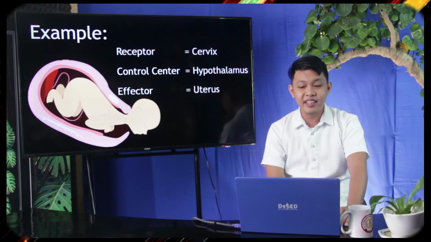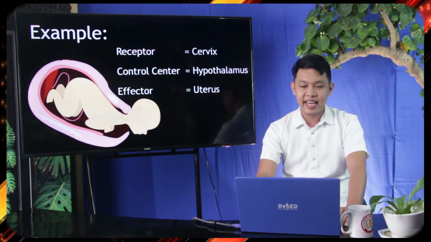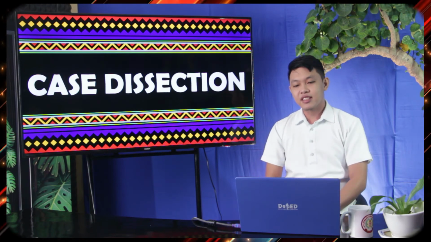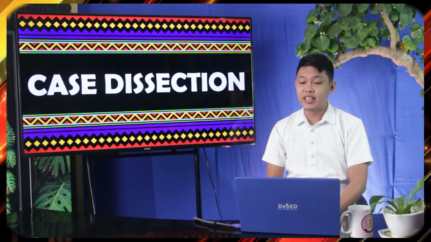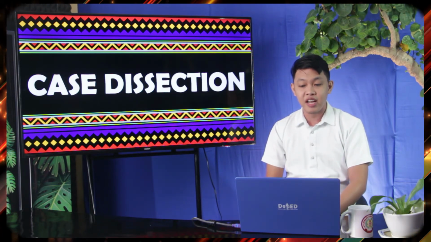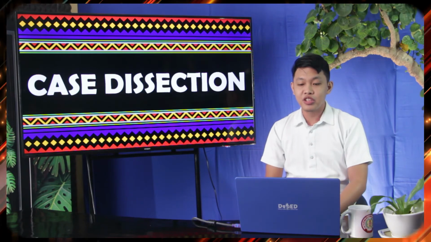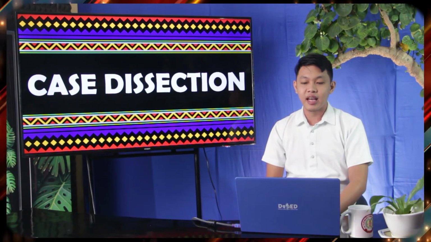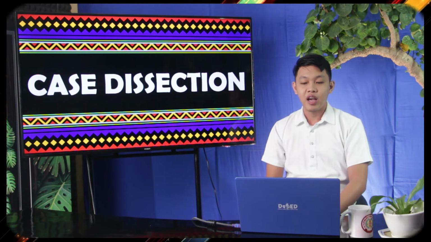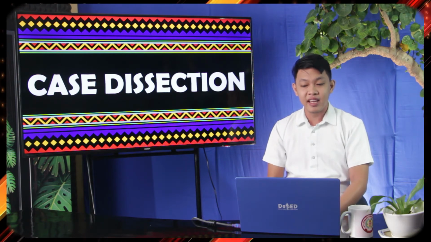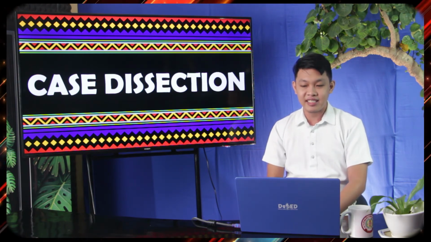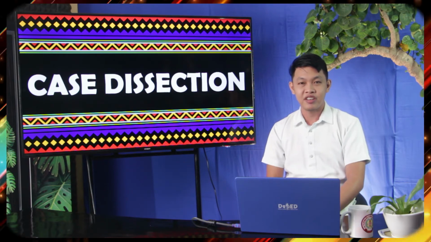Is it easy, right? Let's exercise. We have case dissection. This activity is called case dissection. I will read an example of a homeostasis reaction. You will determine its components and type of mechanism. I will give you 10 seconds to answer honestly on a clean sheet of paper.